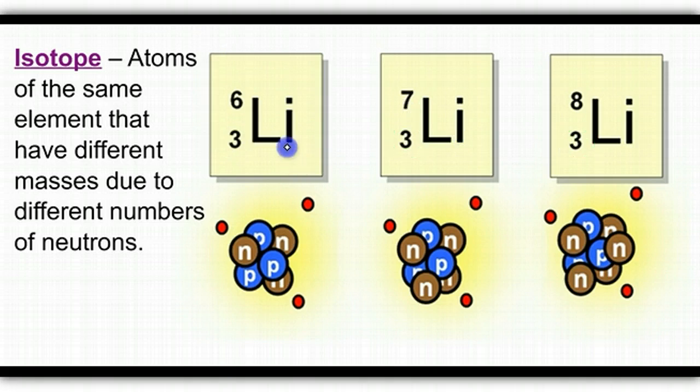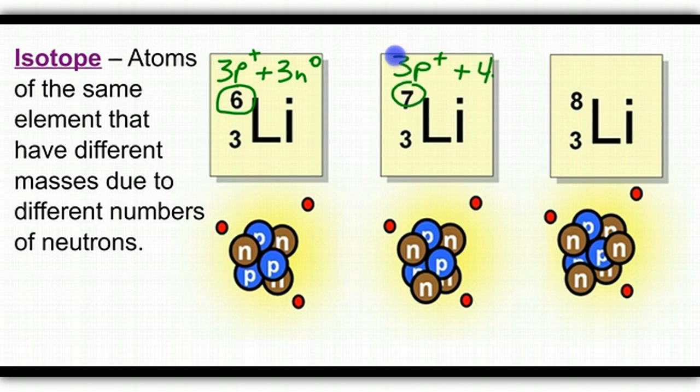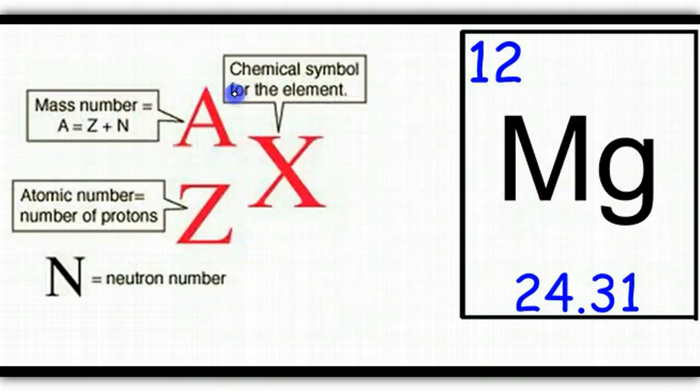If we look at the numbers at the top, this has a mass of 6. That means 3 protons plus 3 neutrons. This one has a mass of 7, which is 3 protons plus 4 neutrons. And this one has a mass of 8, which is 3 protons plus 5 neutrons. So you can see that our protons stayed the same the whole time, but the neutrons can change, which will change the mass number.